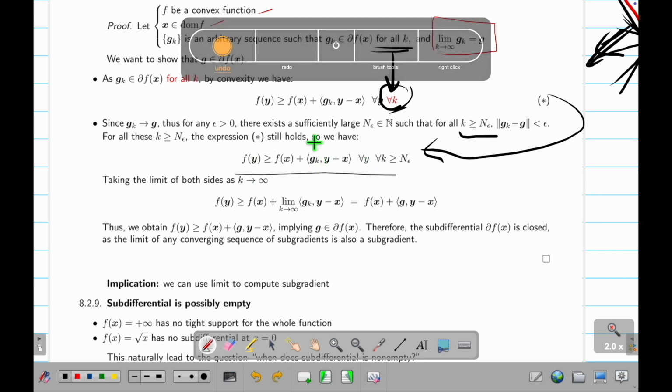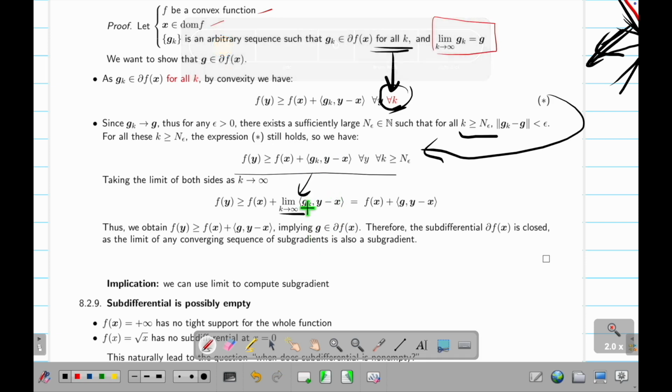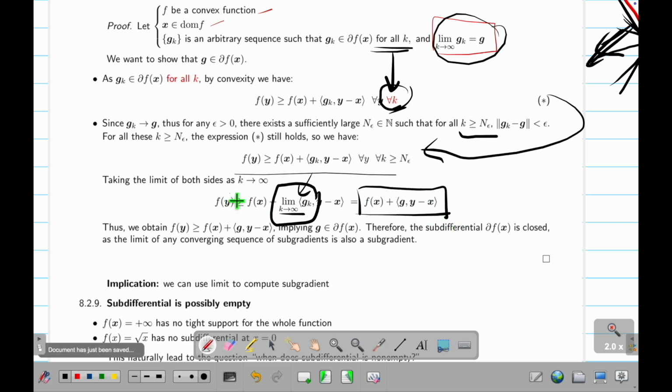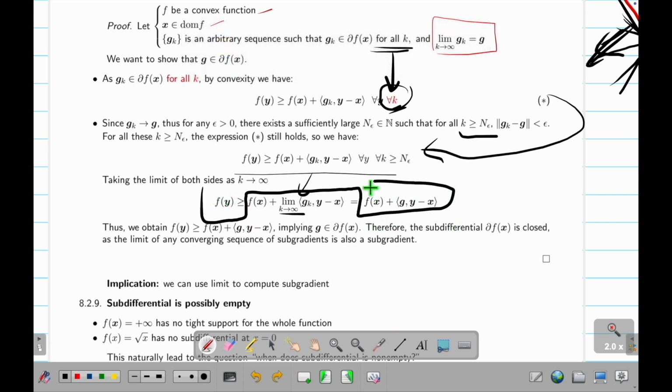I don't write it down. Limit here. Okay, there's a k, so I put it here. So now I have this. Okay, and what is this? So I have this. Now this thing under this. So this thing, what? f(y) larger than f(x) plus g(y minus x), something. Definition of subgradient. This is a subgradient.